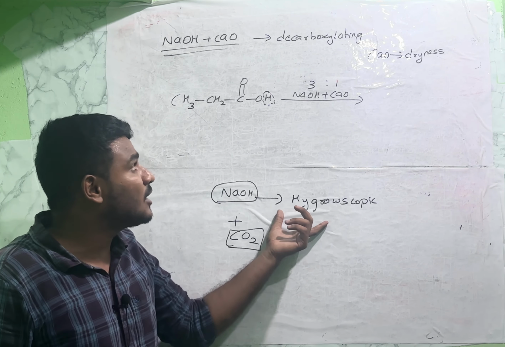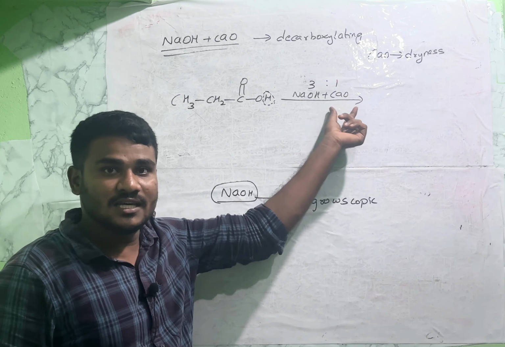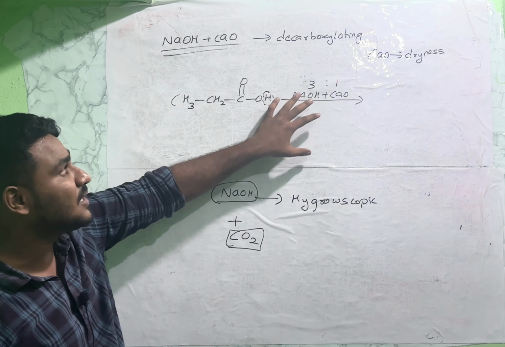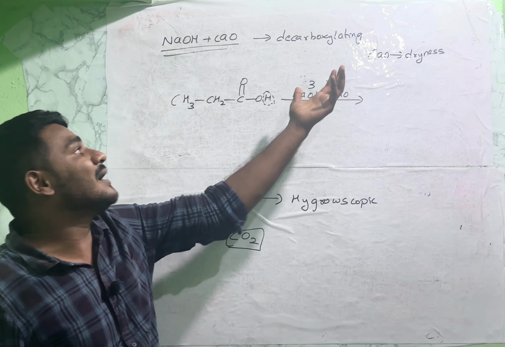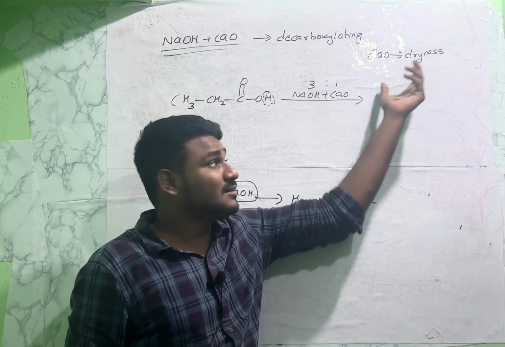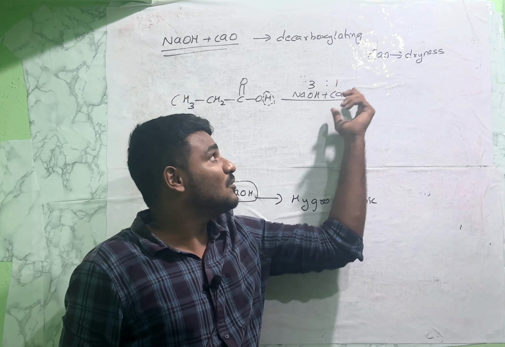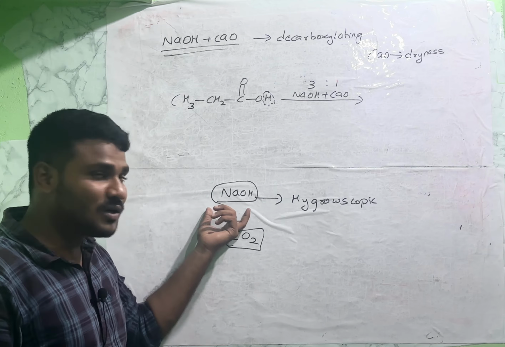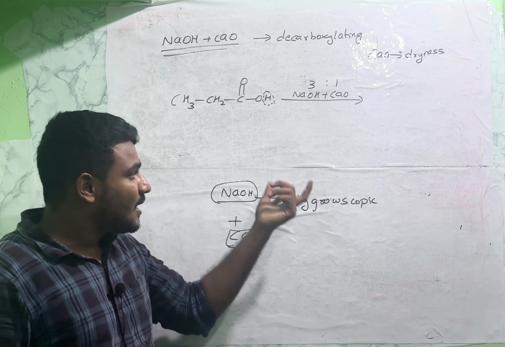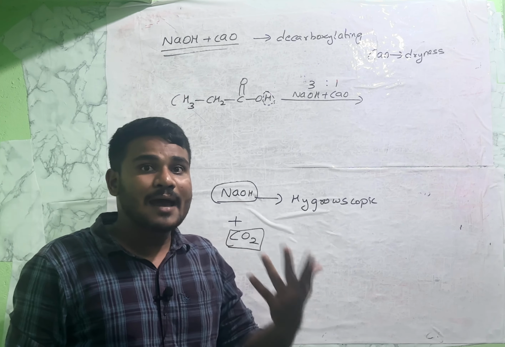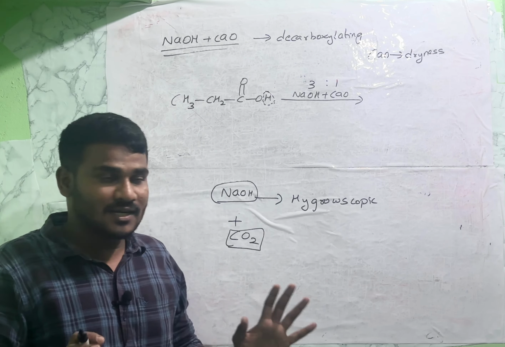We are preventing this hygroscopic nature by using this CaO. You understand, right? Why this NaOH is used, why this CaO is used. The CaO ensures dryness. Why is dryness necessary in this reaction? What is the nature of sodium hydroxide? If it is hygroscopic in nature, then what is the damage for the reaction? Okay, you understand everything, right?